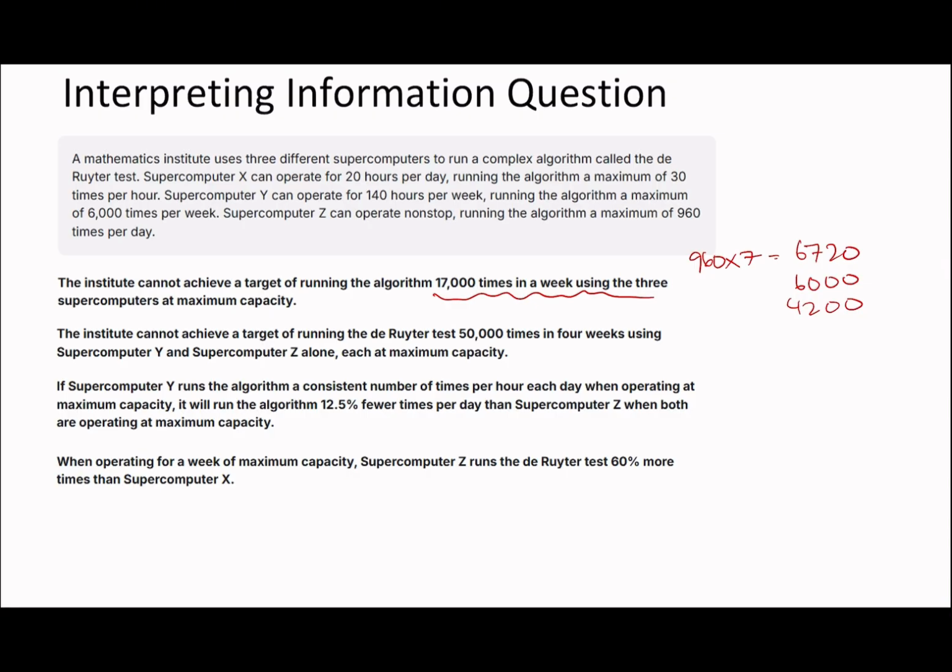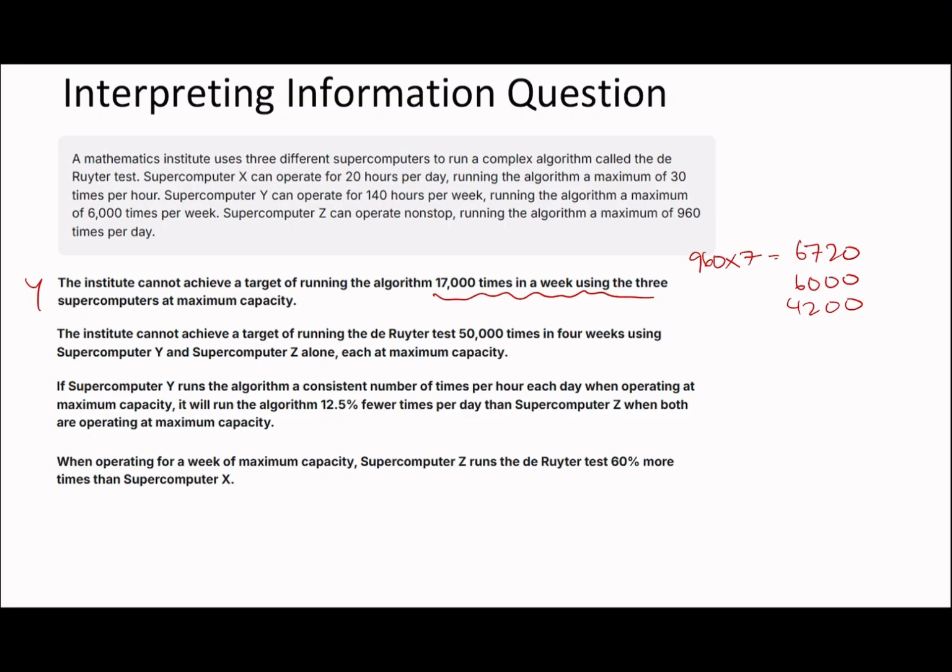So if we add up these numbers, we will get overall 16,920. So therefore, this is true. We cannot achieve a target. Okay. So it cannot achieve a target of running the de Ruyter test in 4 weeks using supercomputer Y and Z alone, each at maximum capacity.